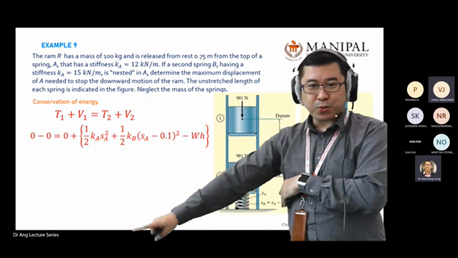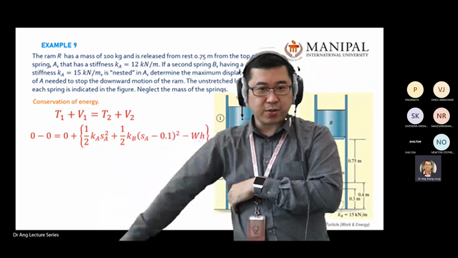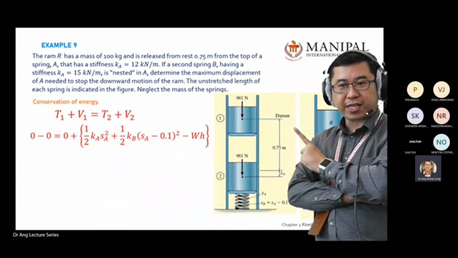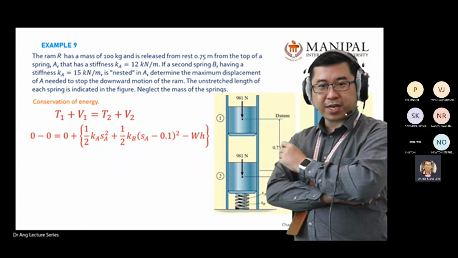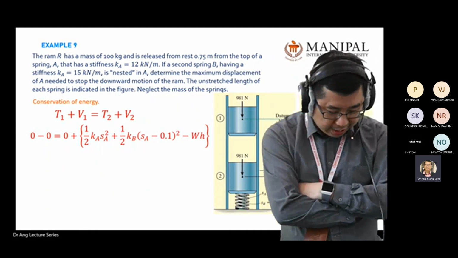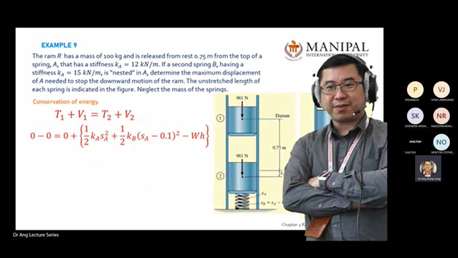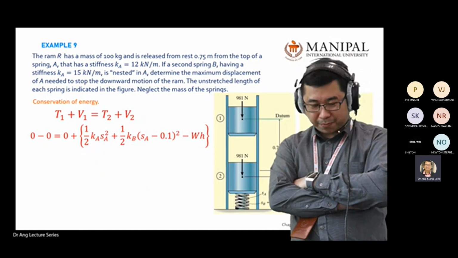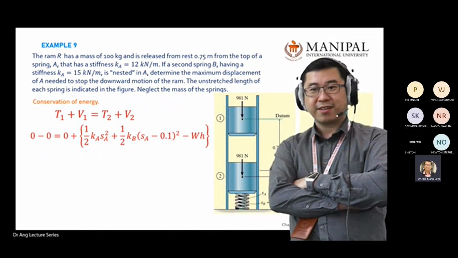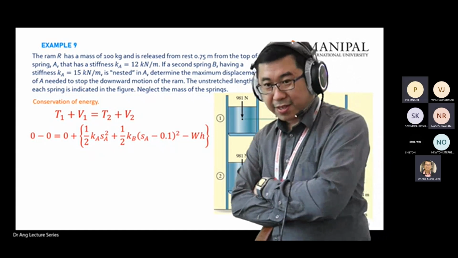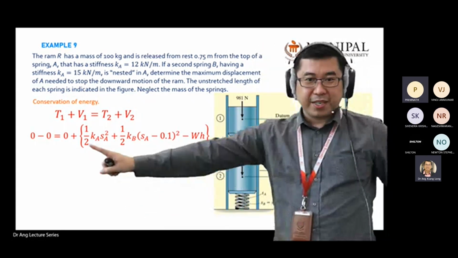Anyone else? You still don't know how to get 0? For example number 9, why is your potential at the starting point 0? Anyone of you still not clear? If you're not clear, ask now. I'm going to randomly call your name. Clear, sir. Okay, good.